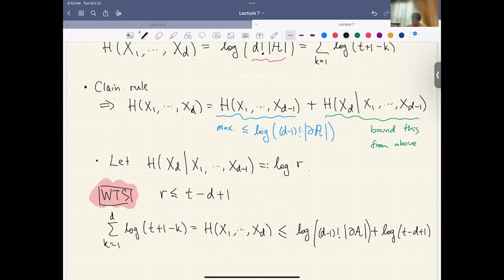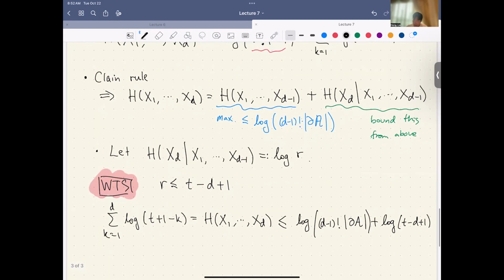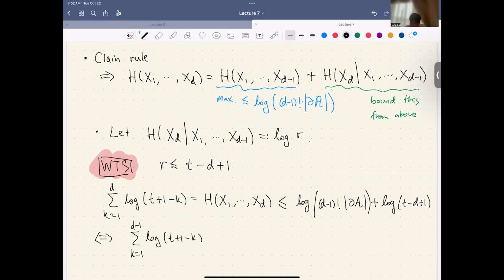What do we get? Then, t minus d plus 1 is the last term here. So the last term gets canceled out. We have the sum of log (t plus 1 minus k) over (d minus 1), k from 1 to d minus 1, is at most this log of d minus 1 click. Ordered this guy.